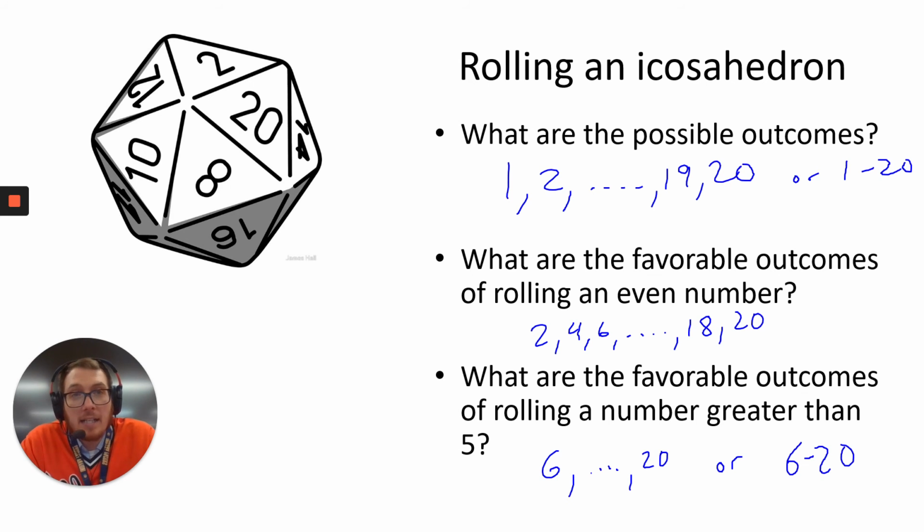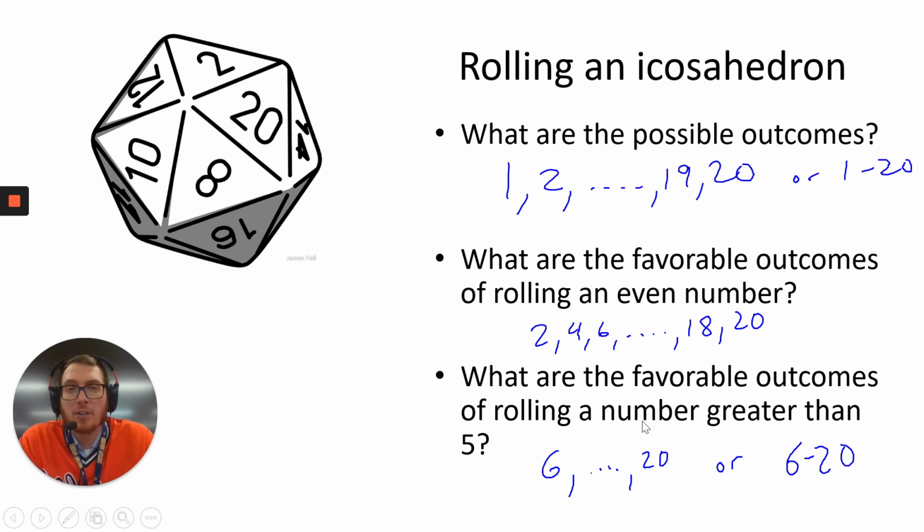Many of you will recognize this icosahedron. This is a 20-sided die, or people that are involved in board games call it a D20 for 20 sides of the die. The possible outcomes are 1 through 20. You could write that in a couple different ways. Notice I did 1, 2, and then dot dot dot, 19, 20. That would explain the pattern. Or 1 through 20. The favorable outcomes for rolling an even, for right now it's probably easiest just to do 2, 4, up to 20. Favorable outcomes for rolling a number greater than 5 would be 6 to 20, and same idea here.